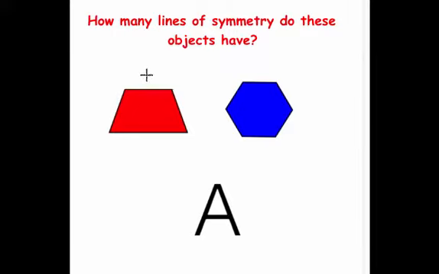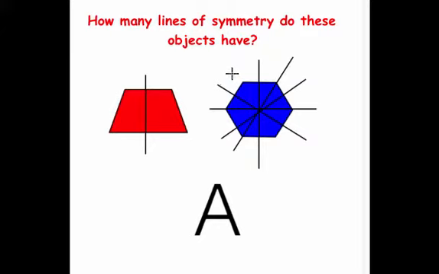This would be a trapezoid and it would have one line of symmetry right down the center. Our hexagon has many lines of symmetry. We can draw one straight across the middle. We can divide the shape in half this way. We can divide it in half like this. We can also divide it in half going this direction. And finally, we can divide it from the other two corners, corner to corner this way and corner to corner this way. Wow, that's a lot of lines of symmetry.